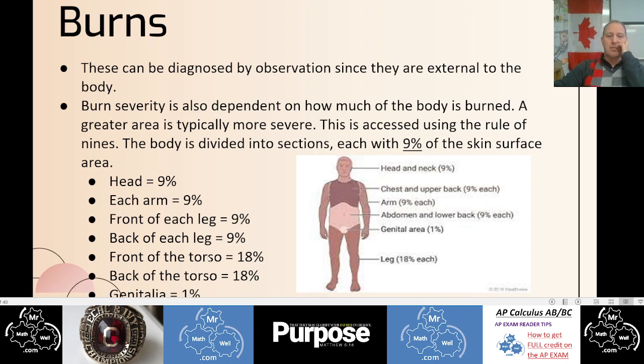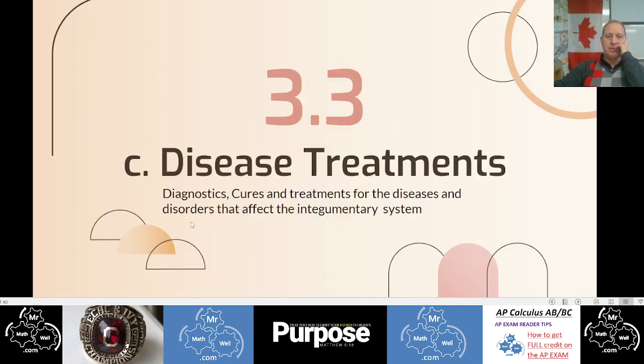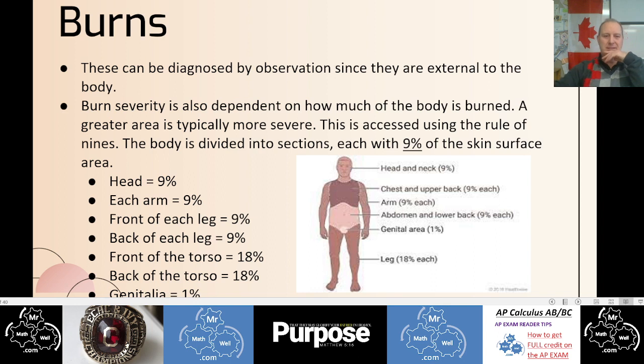Okay, so we only have one leg counted here. Anyways, the rule of nines, roughly 9% each of those sections, but not listed here was the second leg, and the chest and upper back is not listed here either. So, all right.